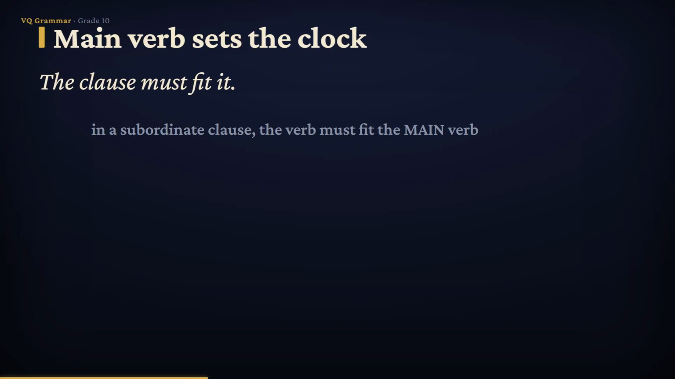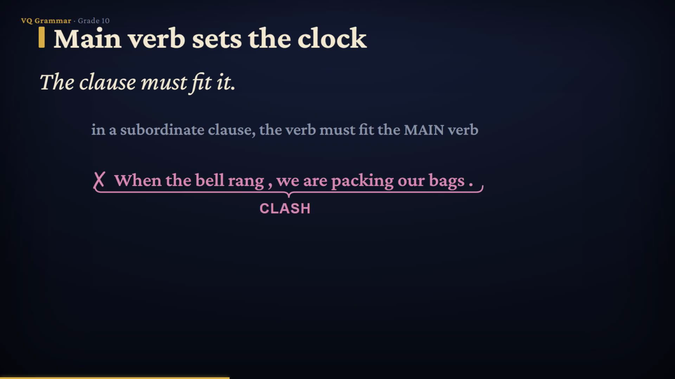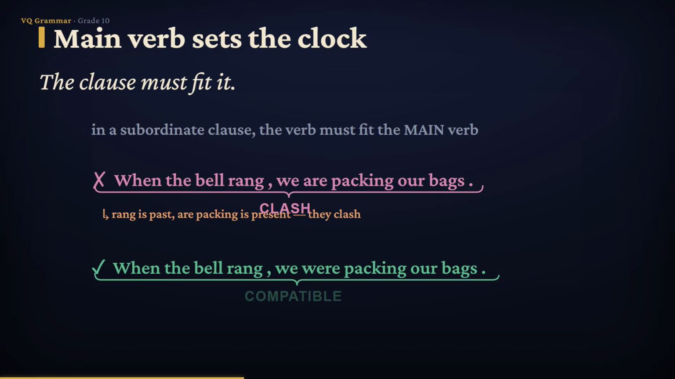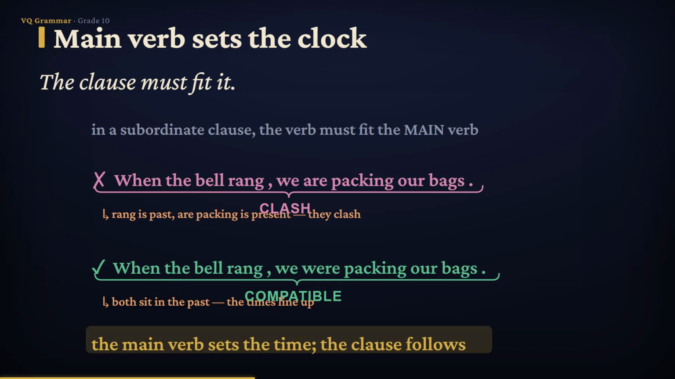Sentences with a subordinate clause are where this trips people up most. Listen to the broken one. When the bell rang, we are packing our bags. The clause verb rang sits in the past. The main verb, are packing, sits in the present. Those two clash, and the sentence pulls apart. Now the repair. When the bell rang, we were packing our bags. Rang, were packing. Both sit comfortably in the past, and the times line up. So carry this with you. The main verb sets the time, and the verb in the clause has to make sense with it.